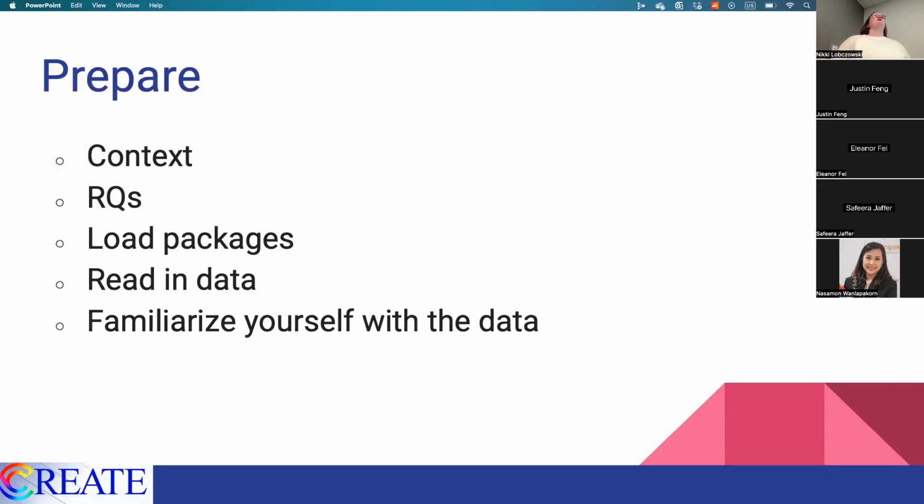So in the prepare stage, you're looking at the context and the research questions. This is when you want to load in the packages, read in your data, and familiarize yourself with the data. What are the variables that you have in your data? And again, if you're doing this in SPSS, this is true too, but you need to think about your research questions and what you're trying to do. If your research question lends itself to a frequency, then you want to do that. If it lends itself to something else, you would go in a different direction.